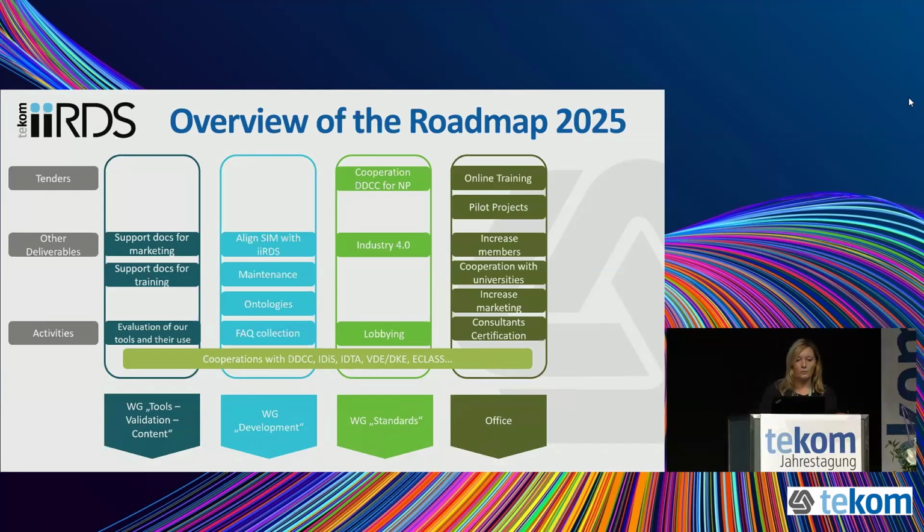For the working group development, there will be a project to align the standard information model with iiRDS, that's for smart standards, and also add the maintenance to the specification. We got feedback from a pilot project that needed parts of the maintenance are missing, so this will be a task for the next year.